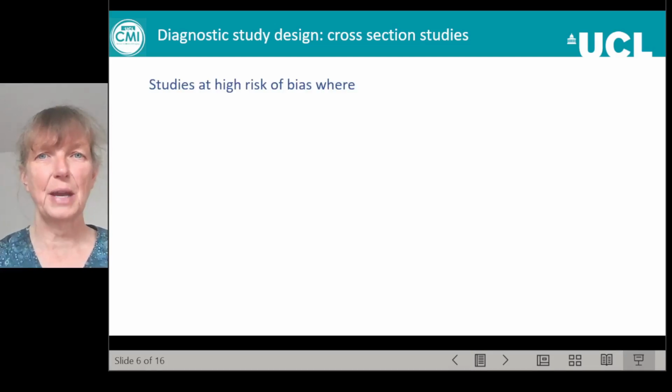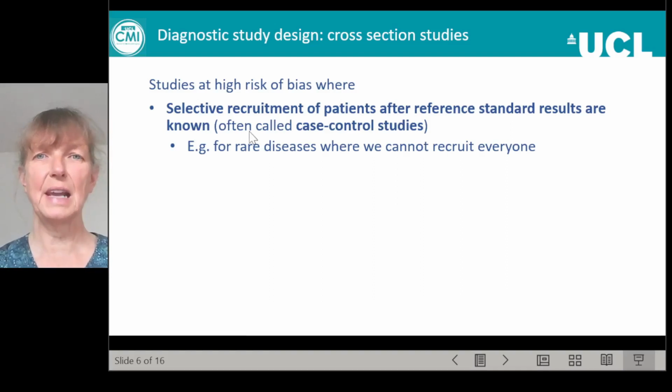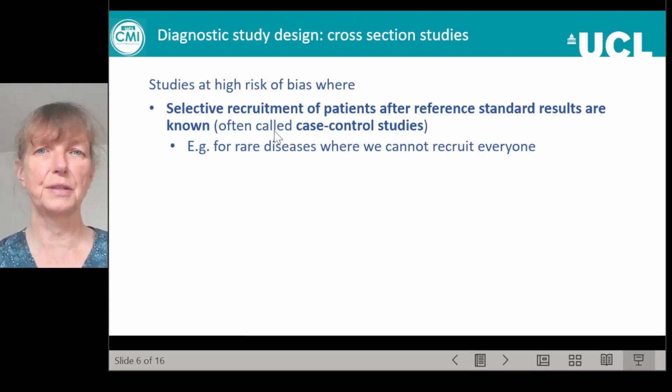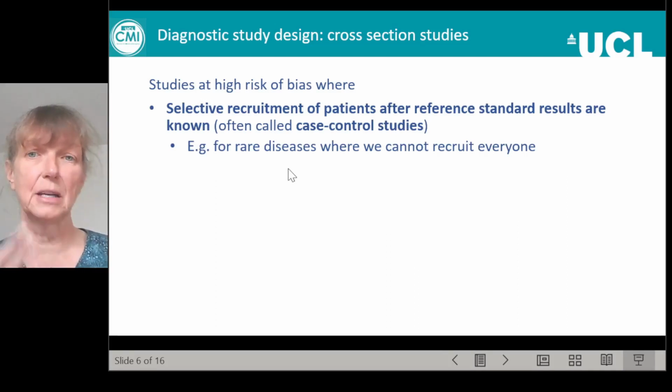So as well as that, we have these studies that can be at a higher risk of bias, where we've got a selective recruitment of patients after the reference standards are known. And these are often known as case control studies. Now, for some diseases, such as really rare diseases like 1 in a million or 1 in 10 million, we can't recruit everyone. And actually, this can be the only study design we can do. But in a lot of studies, we can do better than this.